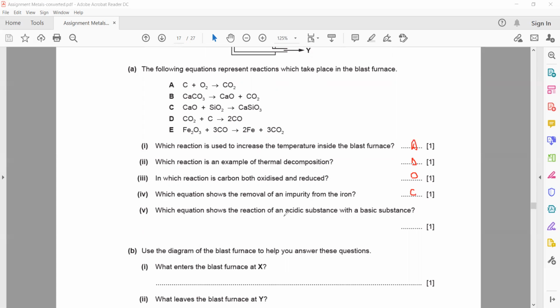Which substance shows reaction of an acidic substance with a basic substance? This is a metal oxide, which is basic. This is a non-metal oxide, which is acidic. Non-metal oxides are acidic, metal oxides are basic. So C is the right answer.